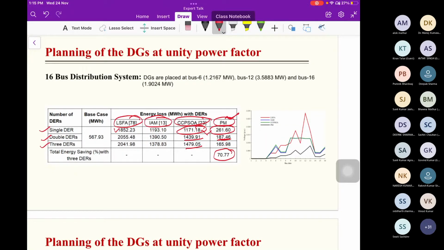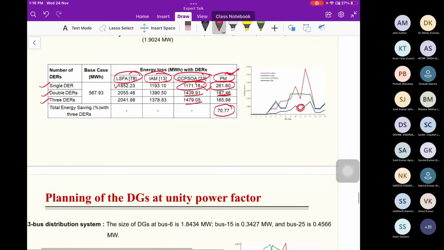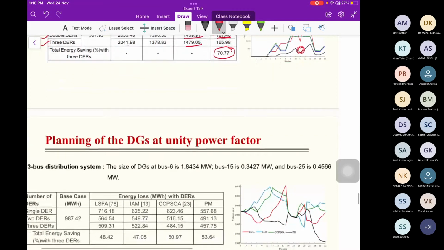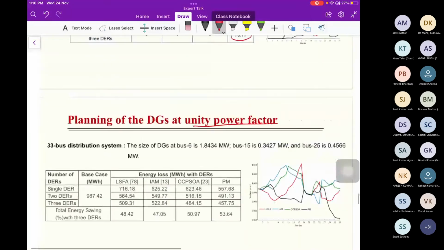And the second graph is the voltage profile. This one is our proposed algorithm's voltage profile. So our strategy reduces the power losses as well as the voltage profile is close to unity, we can say. Same for the unity case, this was for the 16 bus system.